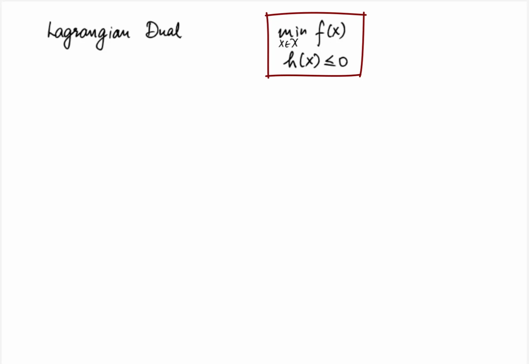A very useful result is the subgradient of the Lagrangian dual function. Suppose that we have a problem in R^n, which is that min over x in calligraphic X, f of x, subject to vector h of x less than or equal to 0. So the vector h is basically a function from R^n to R^m. In other words, it's the vector valued function, and there are m constraints h1 to hm.